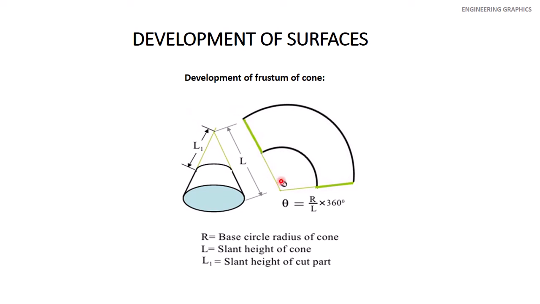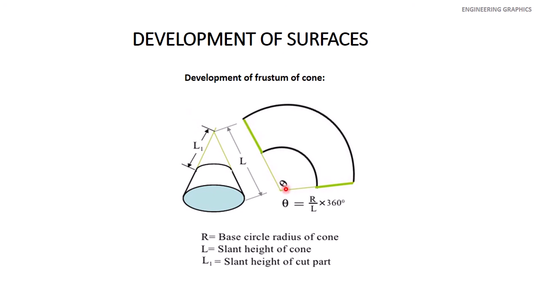Then take the angle theta, which is equal to R by L multiplied by 360 degrees, where R is the base circle radius and L is the slant height of the cone. Take the angle by calculating from here and draw this line. So we have 2 lines, one equal to L, and the other also equal to L.